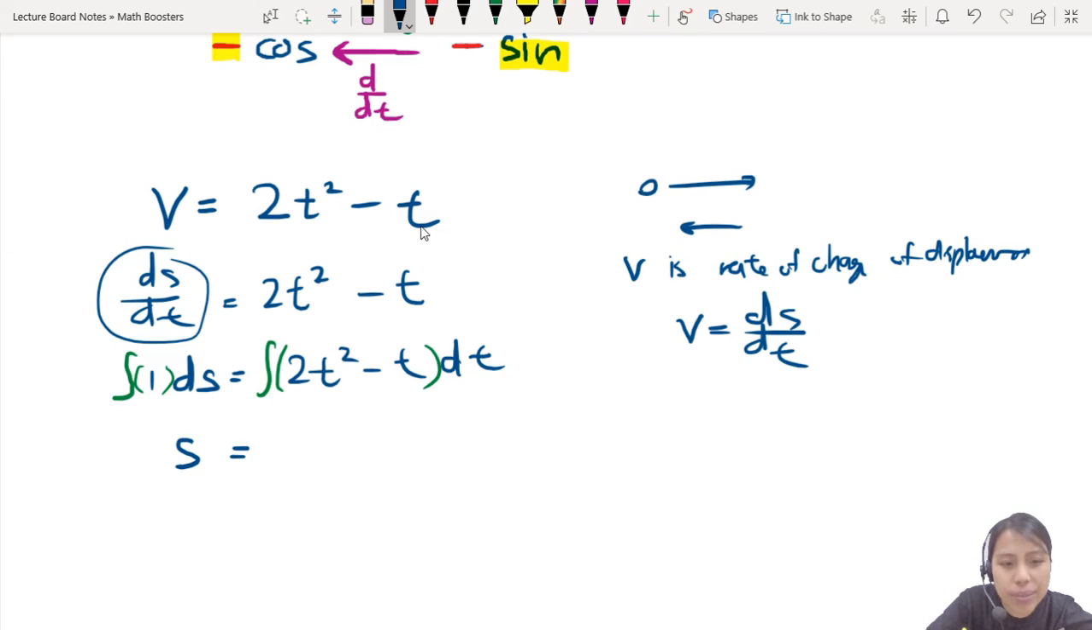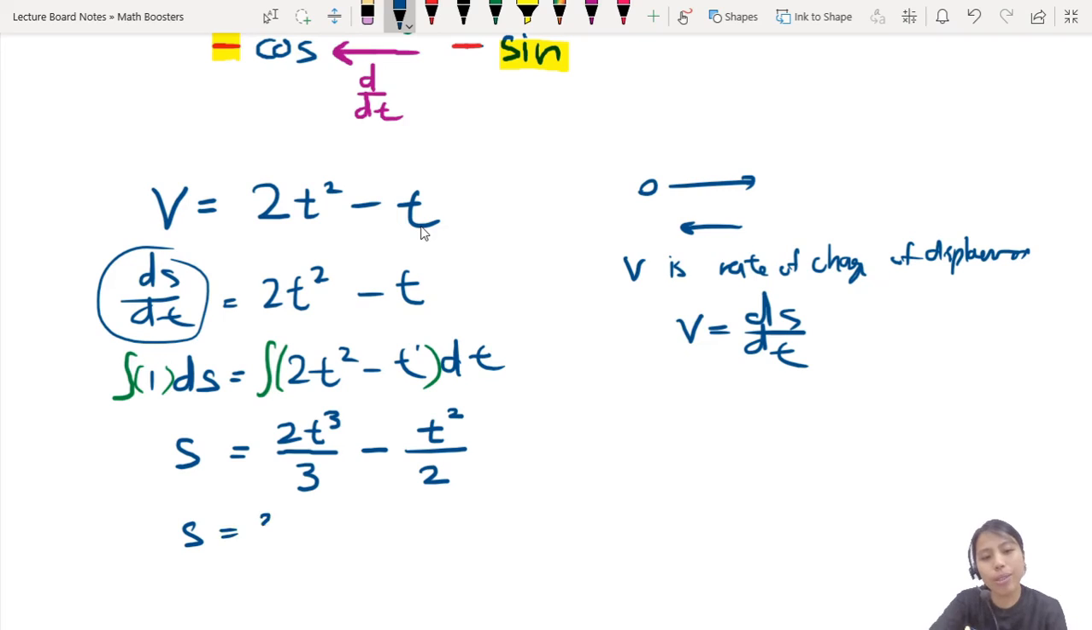Okay, and this one, how to do? 2t, the power increases already, so becomes 3. Divide by the new power. Minus t. Wow, this one the power is 1, right? So becomes 2, divide by the new power. So this would be your new equation for displacement, 2 over 3 t cubed minus half t squared.